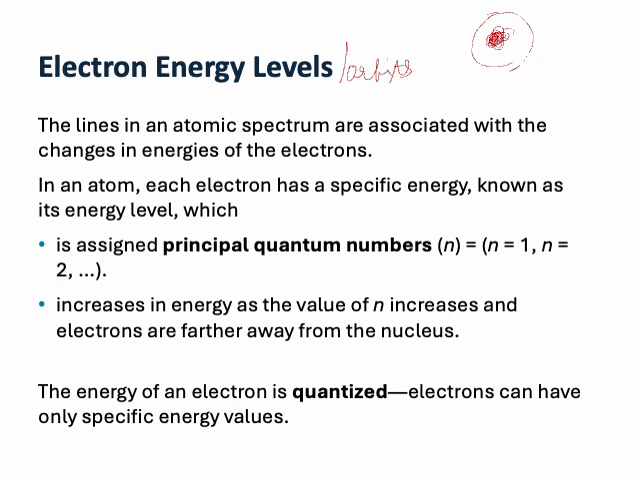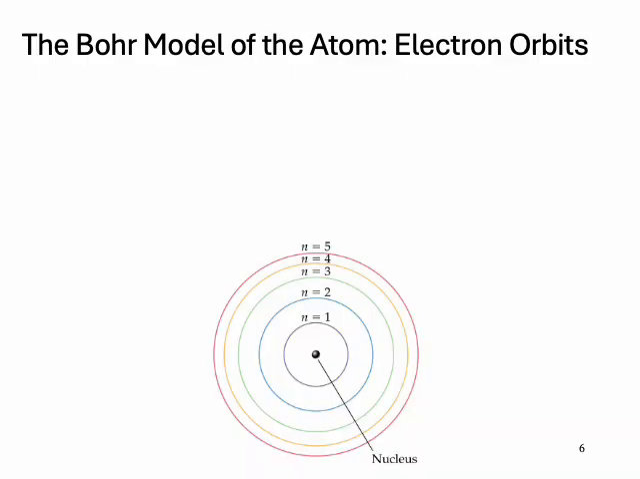The energy of the electron is essentially fixed. It is called quantized, which means electrons can have only specific energy values. Let's say this is an atom, and the nucleus is right here. These are the different energy levels that are present around the nucleus.